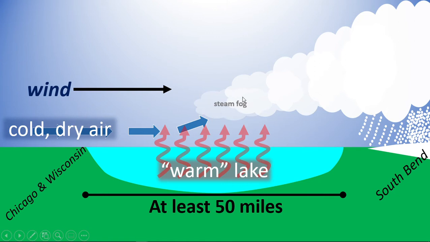It occurs here in the middle, and then as we get the perfect conditions, the clouds get taller and taller and taller. Eventually the ice crystals can't be held aloft, and we have a dumping of snow over here on the leeward or the downwind side of the lake. And so then South Bend gets all the snow from this situation.